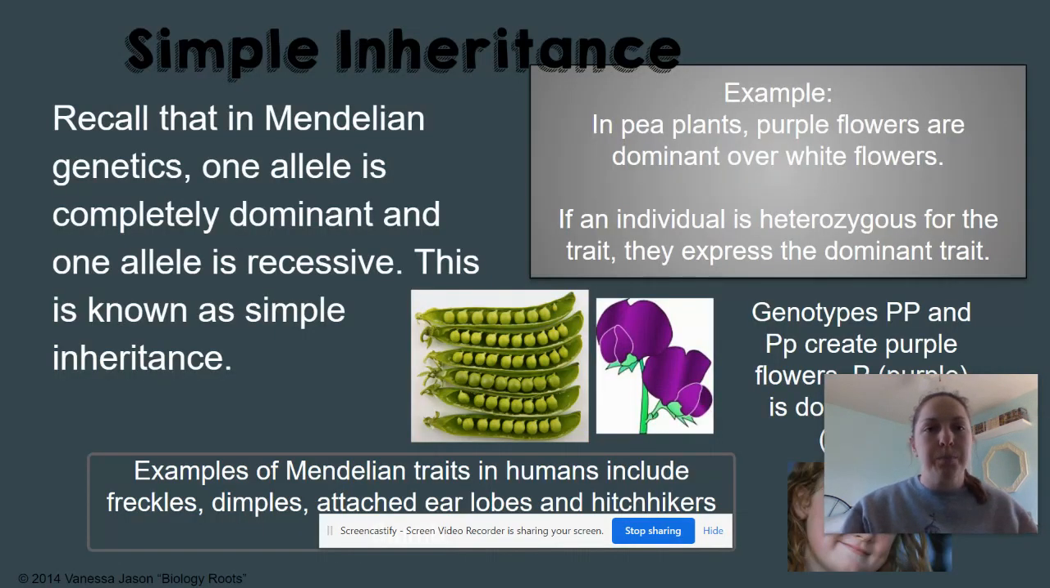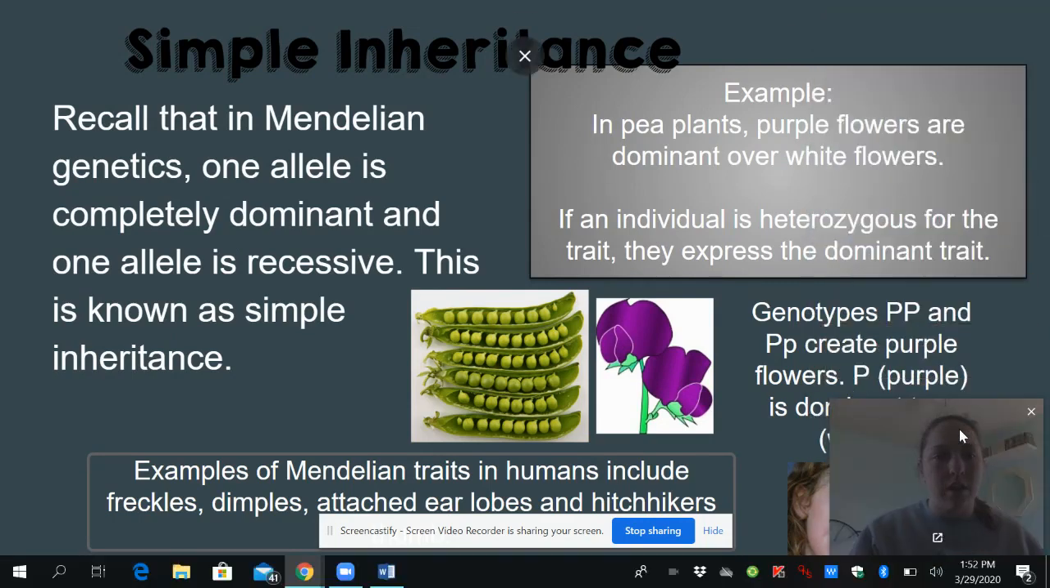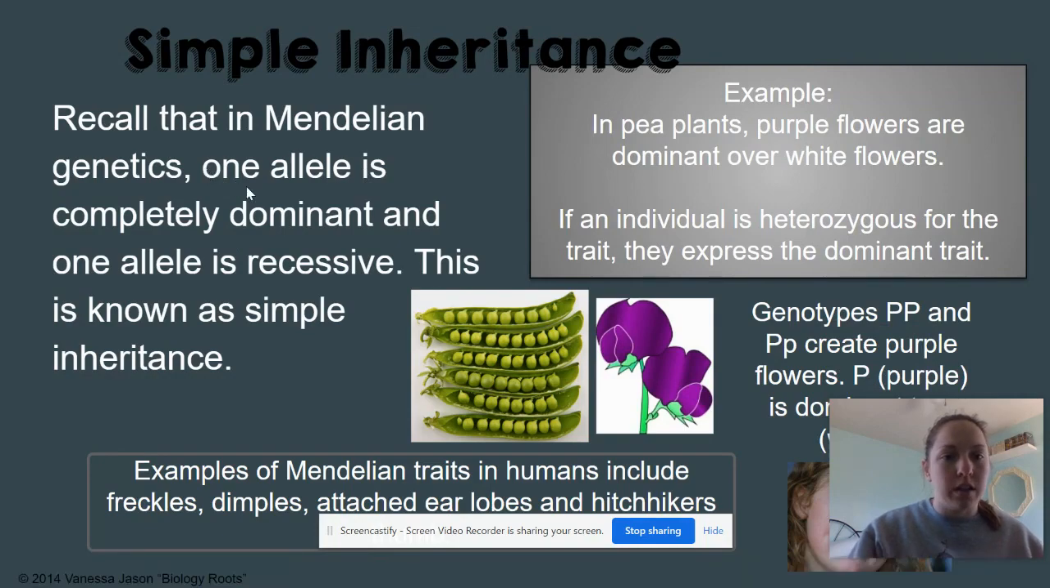So we're going to start by quickly reviewing Mendelian, which is what we did last week. Mendelian inheritance is one allele completely dominant to another one. So you've got a dominant, you've got a recessive, that's it. A lot of what we looked at last week was Mendel's pea plants. We looked at how purple flowers are dominant over white. If you have any copies of the purple gene, the flower is going to turn out purple. You have to have 2 copies of the white gene for the flower to turn out white. So that's what we did last week.